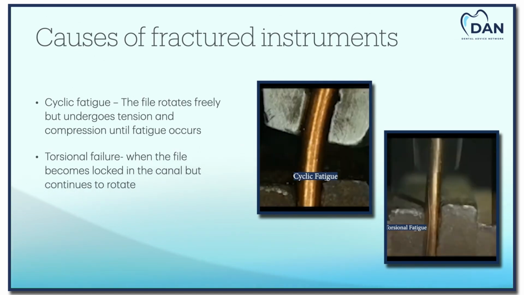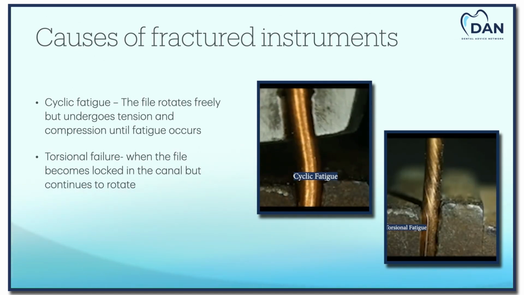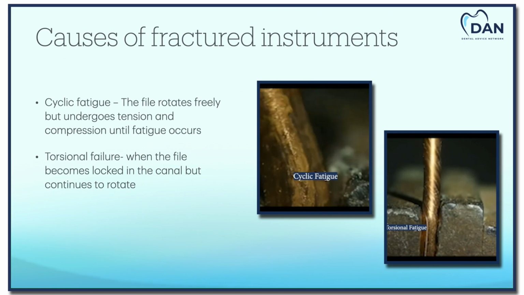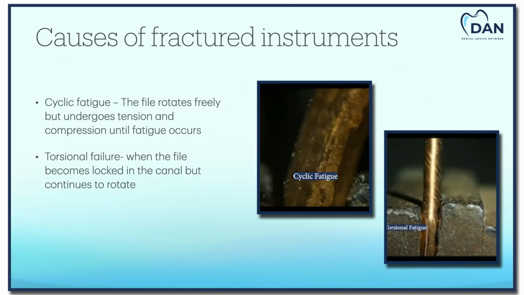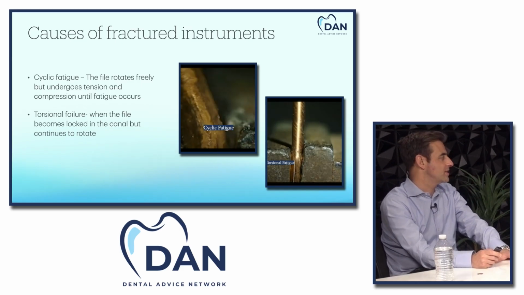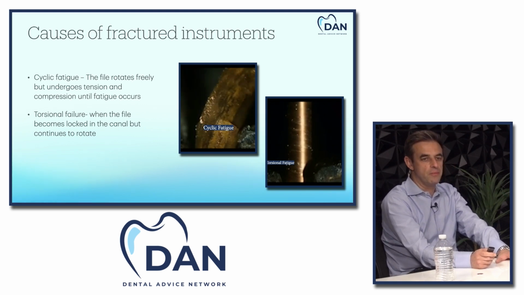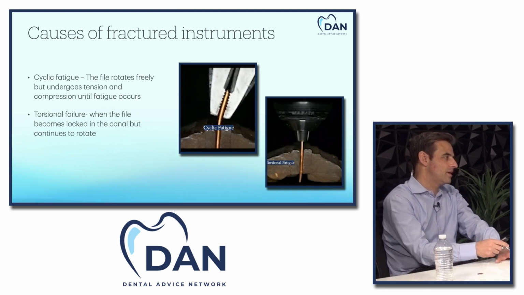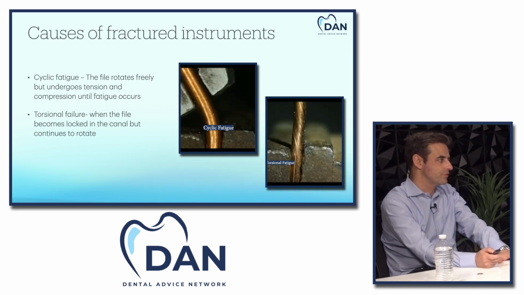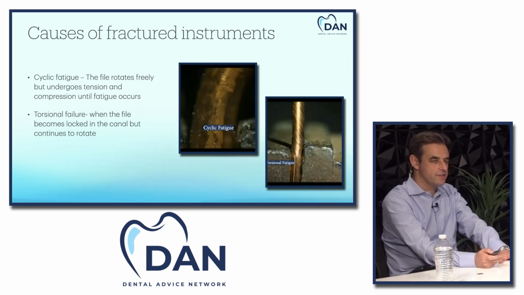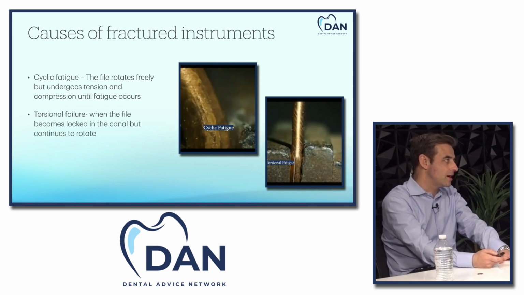So what are the causes of fractured instruments? Well, cyclic fatigue, which is the situation where the file binds on the canal walls and it rotates and gets phase transformations, and there's fracture of the file after a certain number of phase transformations. When the file becomes locked in the root canal and binds and then it rotates, that's called torsional failure, and that's a common way to fracture files. Also, these are usually going on at the same time with the instrument fracture.